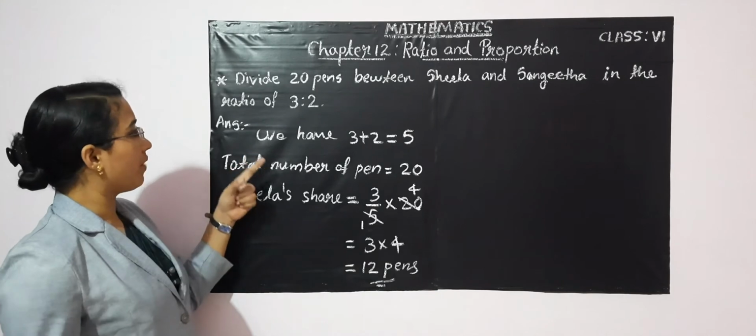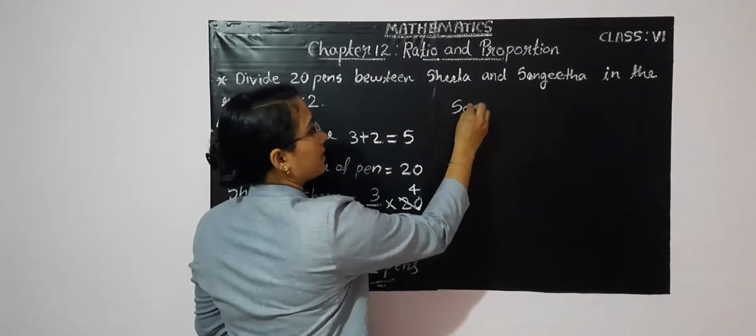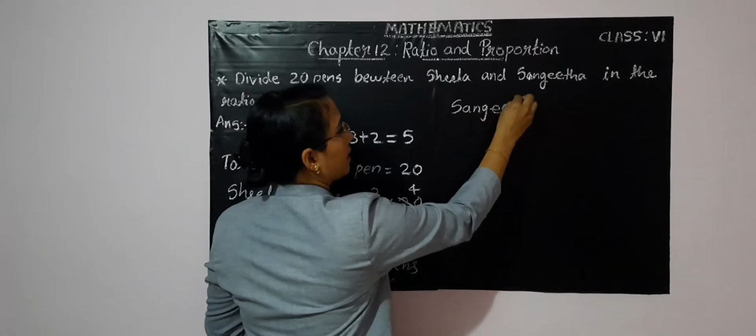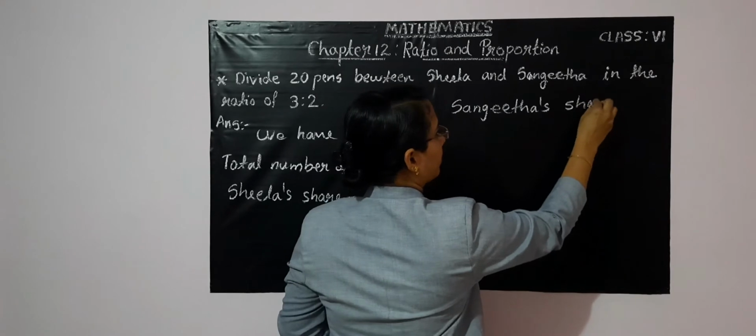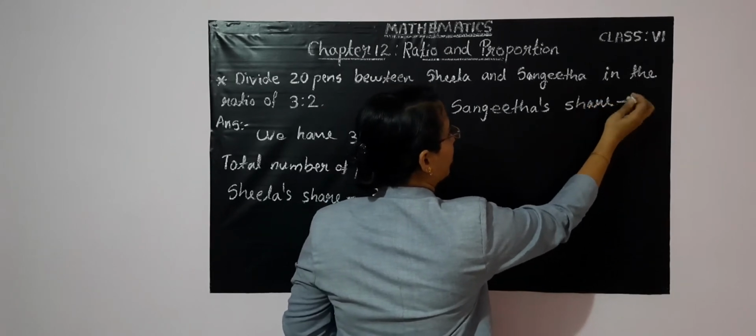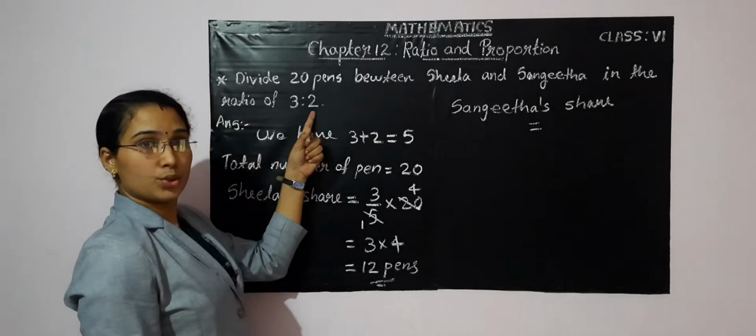Next, we need to find out Sangeeta's share. So Sangeeta's share equal to, what is the second digit? That is 2.